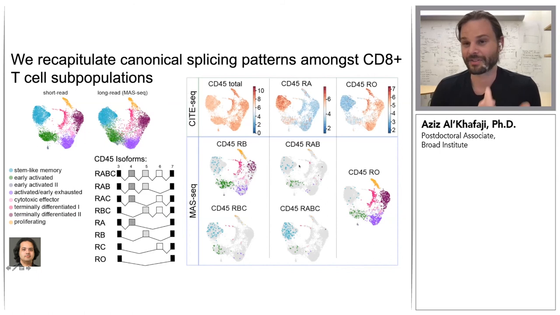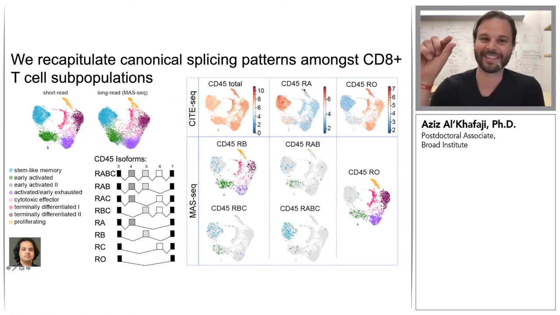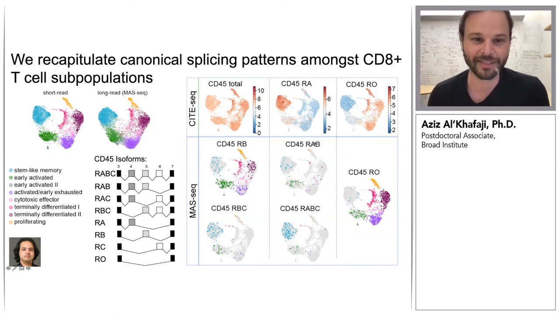And this is an interesting thing to note. CITE-seq is an antibody-based measurement, which targets a particular epitope. So while it can bind to RA, it cannot discriminate the presence of exons B and BC. And as well, we're able to capture CD45RB and RBC, which we didn't have an antibody available for in this analysis. So, much better capture when it comes to isoform specificity with MAS-seq.